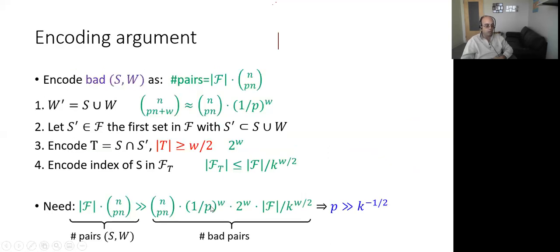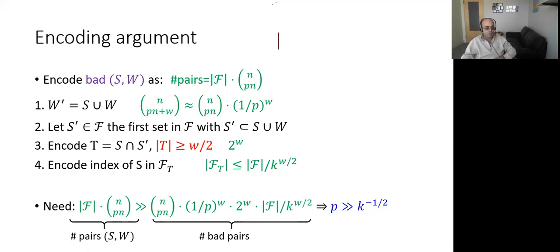Now if I put this all together, this is the last technical slide I have. Here is the total number of sets. Here's the number of bad pairs. Now the encoding side, N choose Pn, cancels. The size of F cancels. What do I have here? The important terms are 1 over P to the W, and then I lose K to the W over 2 here. So you can do the math: if P, the fraction of elements I fix, is much more than something like K to the minus half, then most sets are good, because I encoded bad pairs by much fewer bits than what I need to encode a general set.